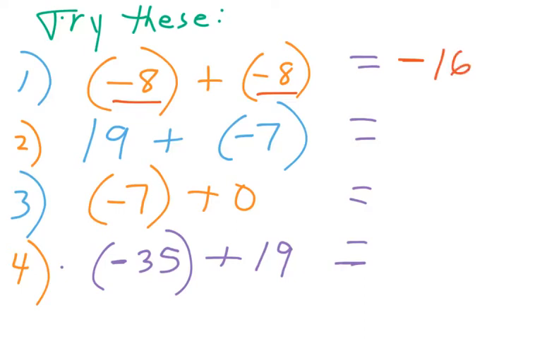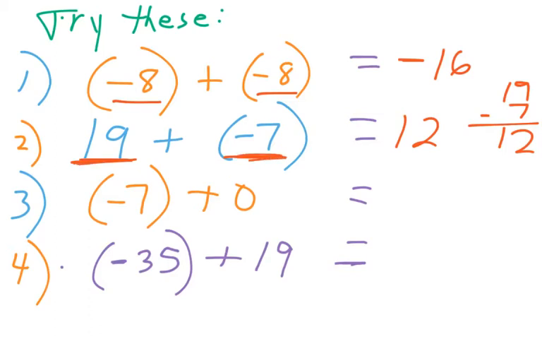Now number 2, we're adding a positive and a negative, so we got to subtract. You might have to write that vertically if you need to, right? But you get 12. And we keep the sign of the larger number. So we look at these 2 numbers, excluding sign. We have 19 and 7. Which number is larger? 19. It's a positive 19. So we keep this a positive 12.